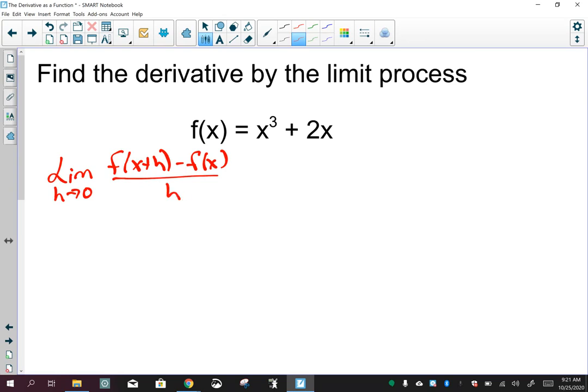Okay, so when we are doing this, make sure you keep everything in order. As I'm going through this, I'm going to focus on this numerator piece first. So my f of x plus h is going to yield me (x plus h) cubed plus 2(x plus h). Now, there's a trick for this piece right here. So I'm going to go to a different slide here. I'm going to show you this trick.